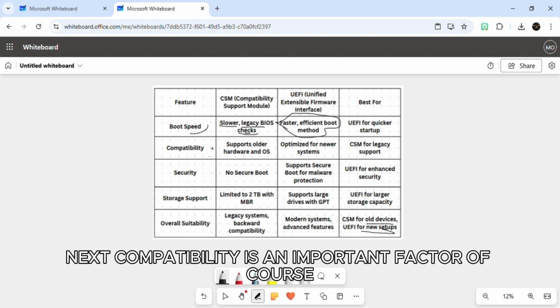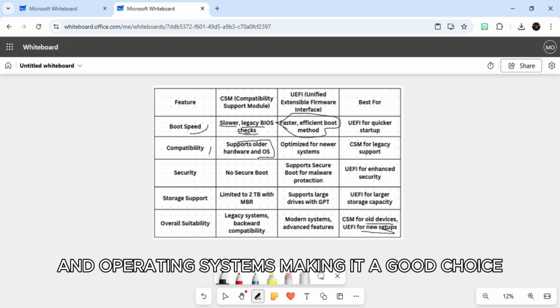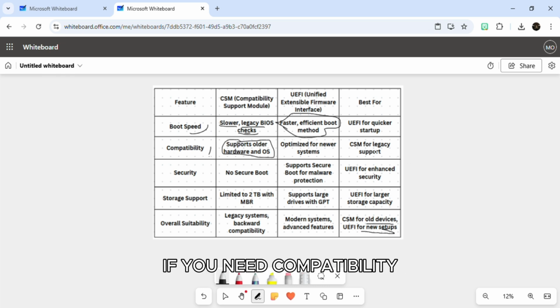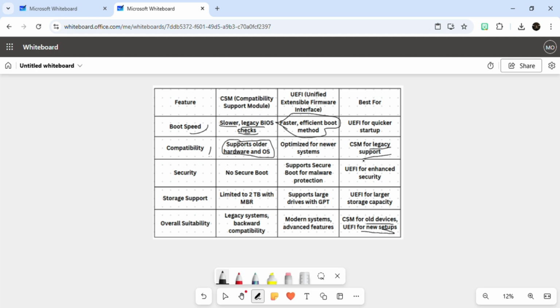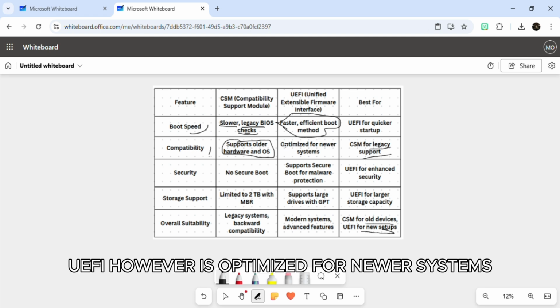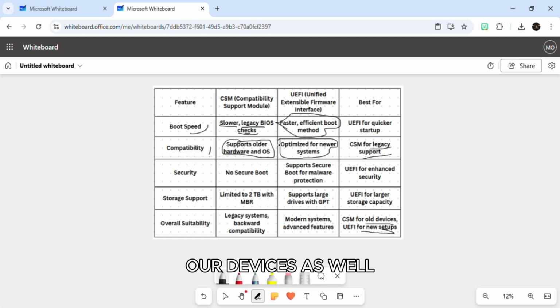Next, compatibility is an important factor, of course, because CSM is designed to support older hardware and operating systems, making it a good choice if you need compatibility with legacy devices or software. UEFI, however, is optimized for newer systems and may not support older operating systems or devices as well.